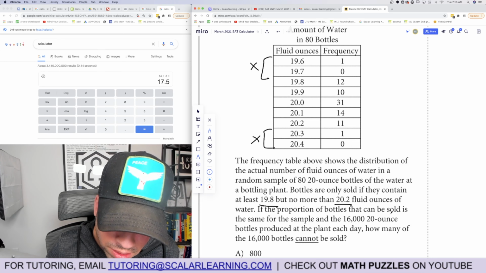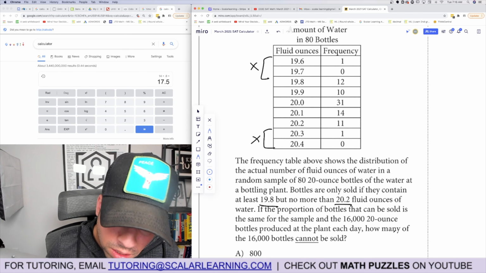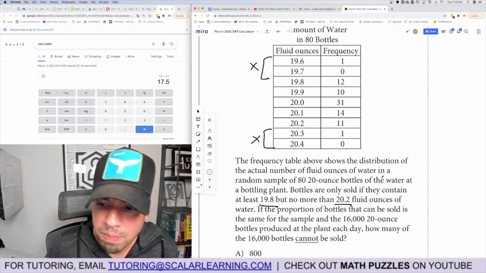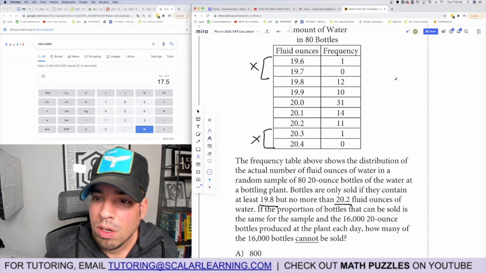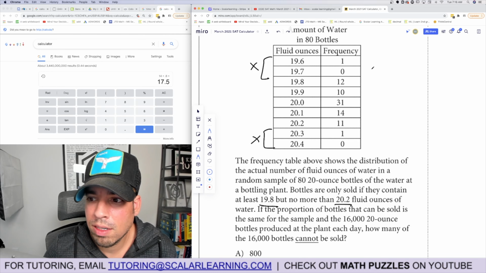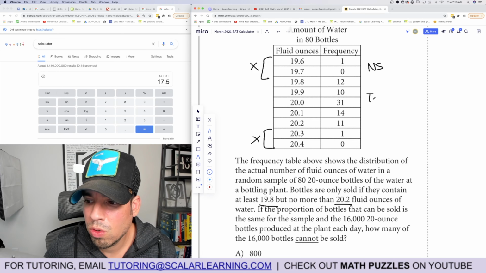the proportion of bottles that can be sold is the same for sample and the 16,000 bottles. How many of the 16,000 bottles cannot be sold? So let's say not sold total. I'm setting up a proportion. So this is how I'm going to do it.